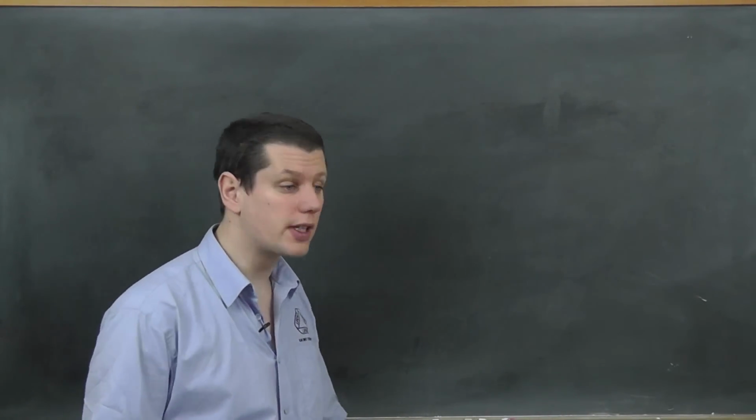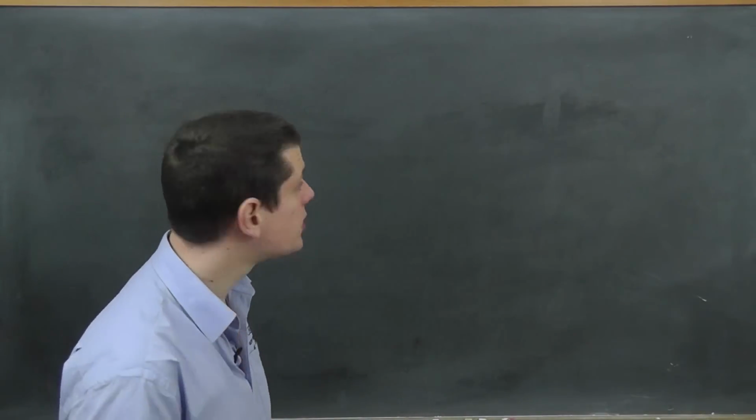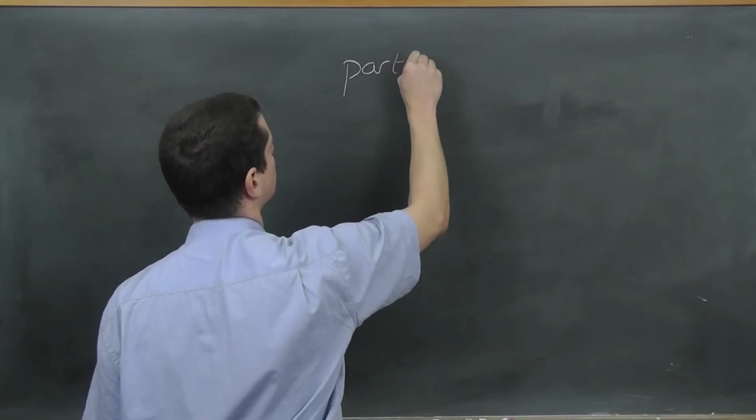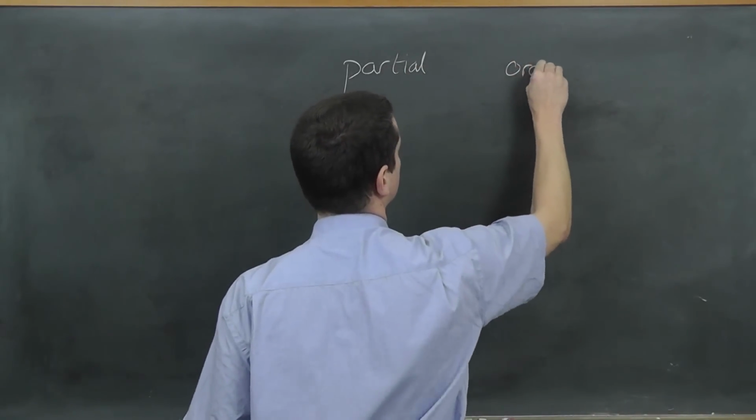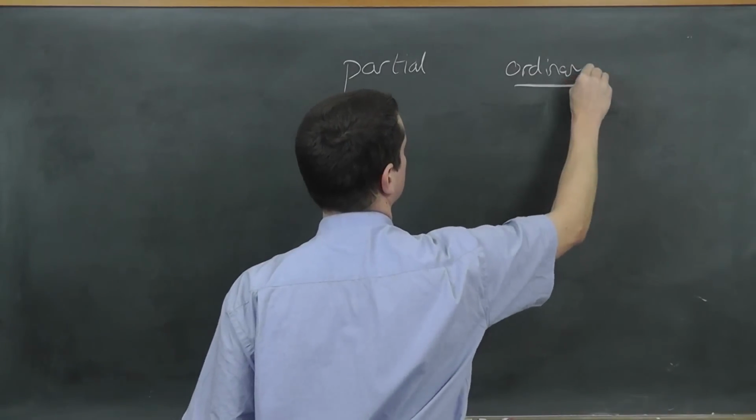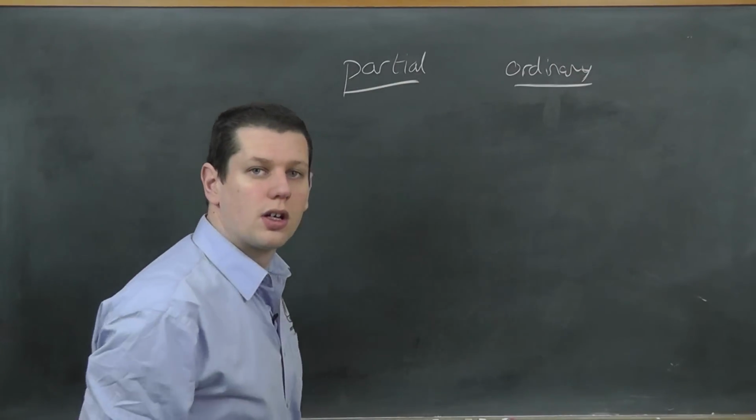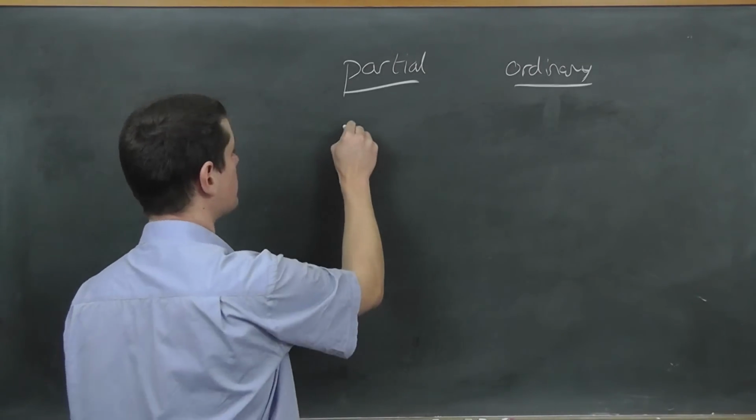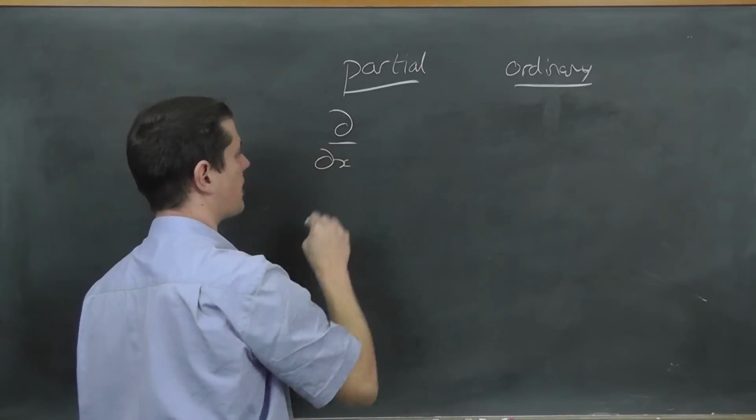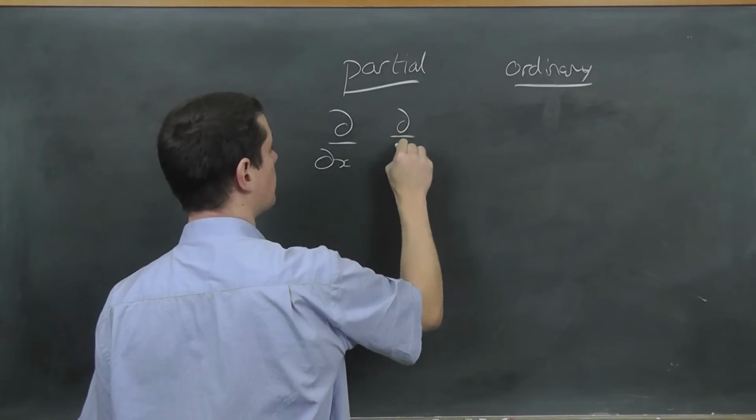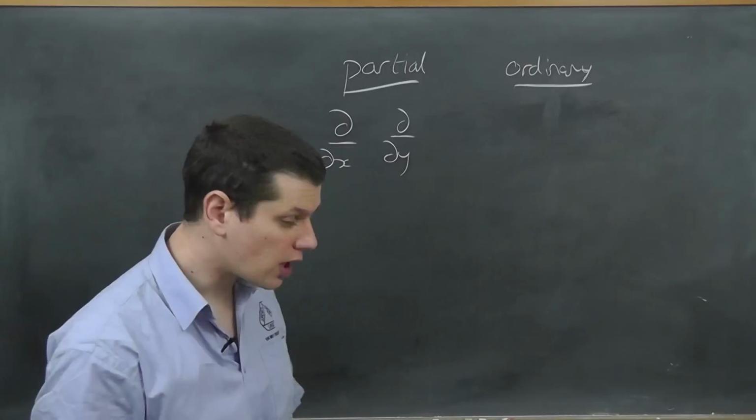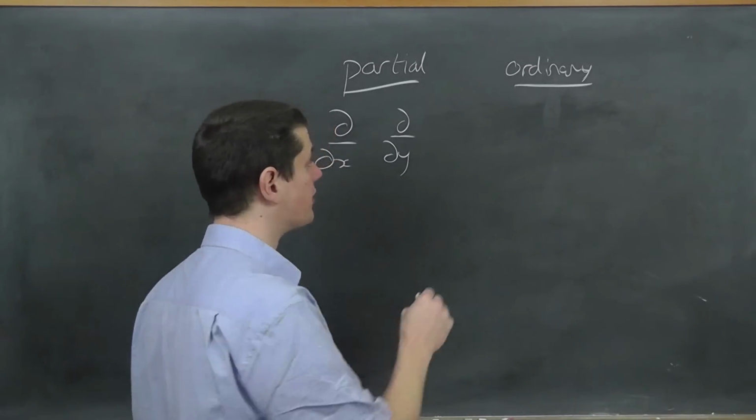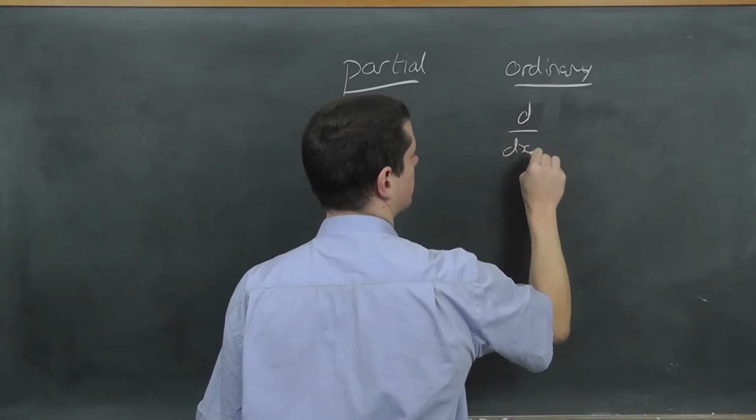So what are the words we'll be using here? The first words I want to tell you about are partial and ordinary. So a partial differential equation is one that involves partial derivatives, such as the partial derivative with respect to x or the partial derivative with respect to y. An ordinary differential equation, on the other hand, is one that only involves the ordinary derivative d by dx.